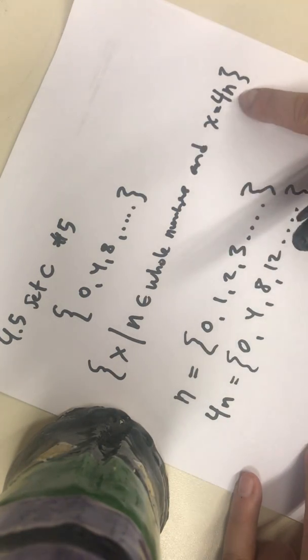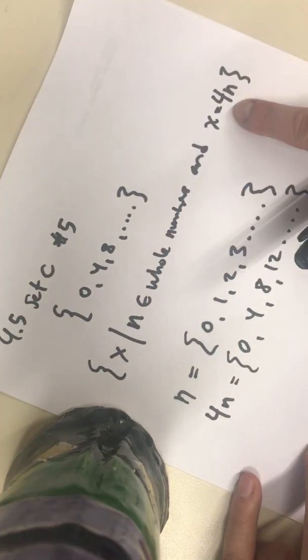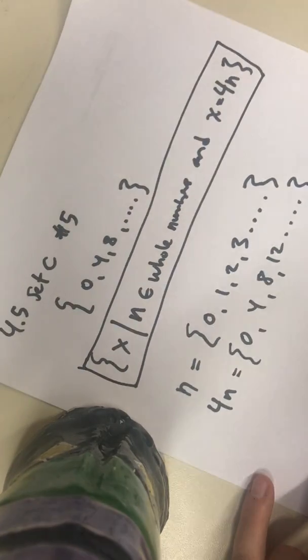So look at this. This is set builder notation. Give me an x such that for any number n, which is a whole number, an element of the set of whole numbers, and x equals 4n. Take that whole number and multiply it by 4. So this is your answer. I'm going to look at number 6 with you because that's important too.